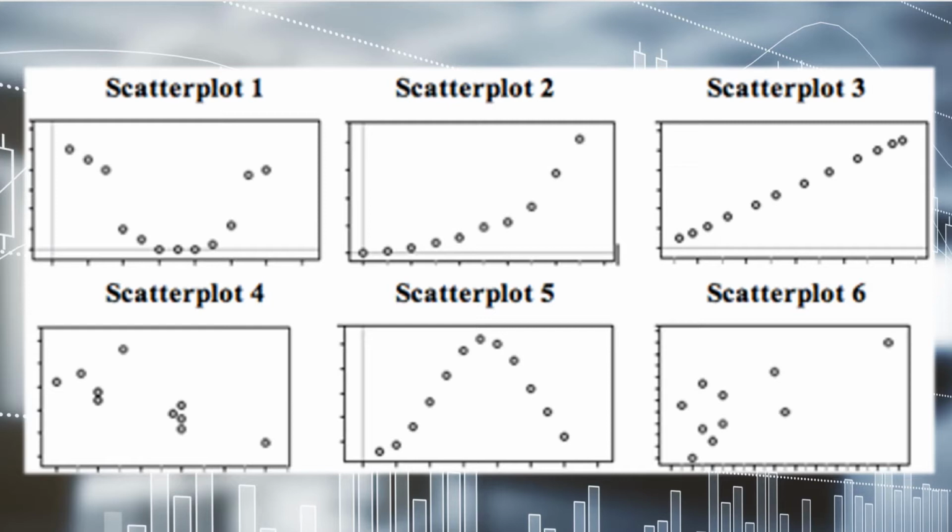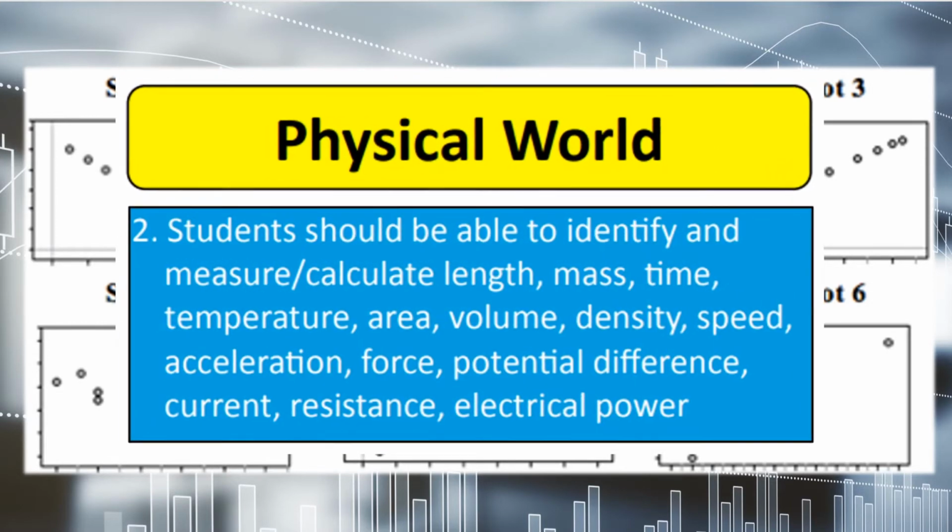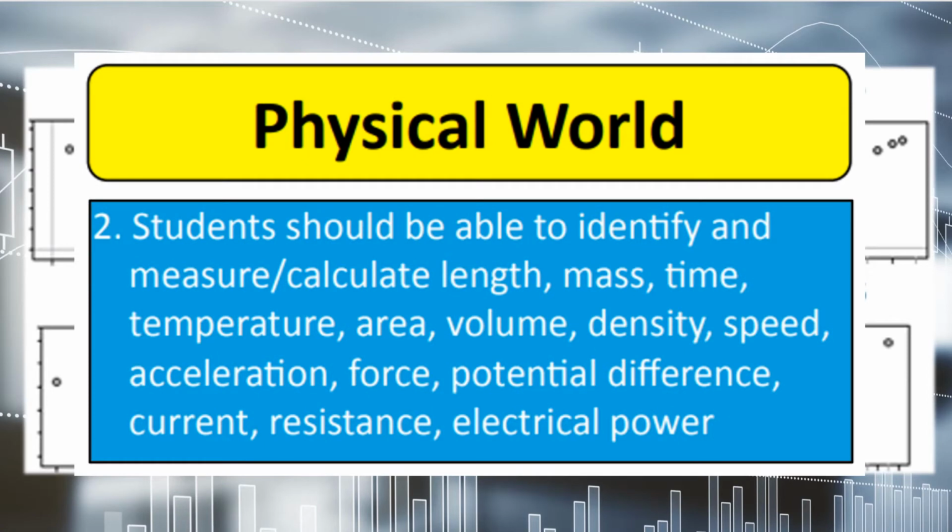Relationships in graphs that have particular significance in science are linear correlations, as either proportional or inversely proportional, and can involve a range of variables such as mass, time, temperature, volume, potential difference, current, resistance, and more.